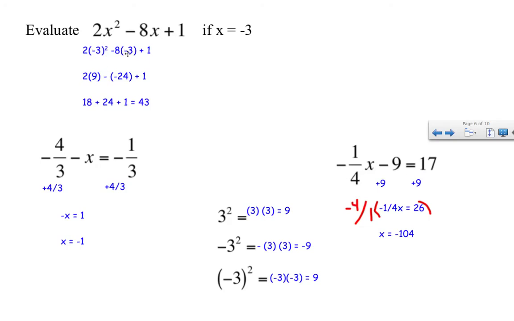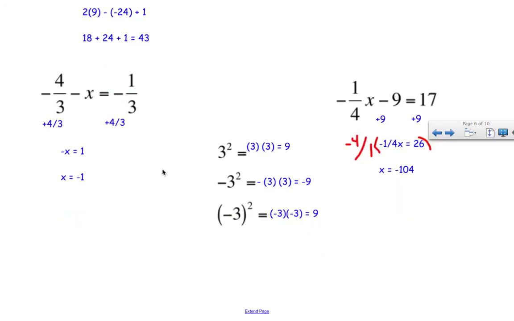I did 8 times negative 3. That's where the negative 24 came from. There's a couple different ways you could have represented that. Some of you may have seen it turn into the plus 24 right away. And then I added everything to get the 43.